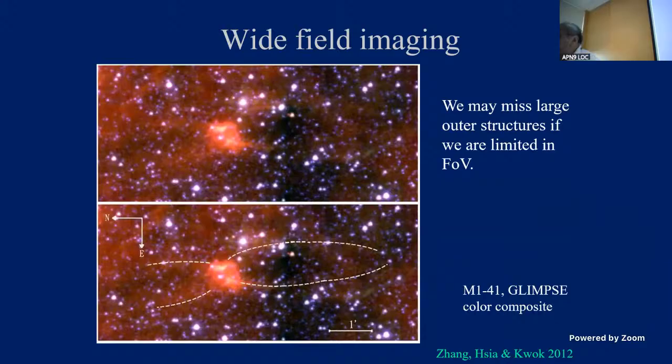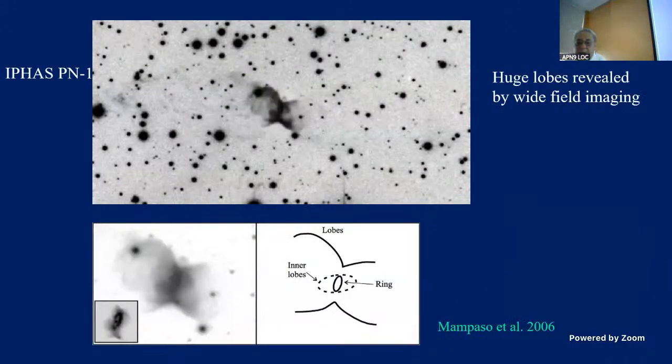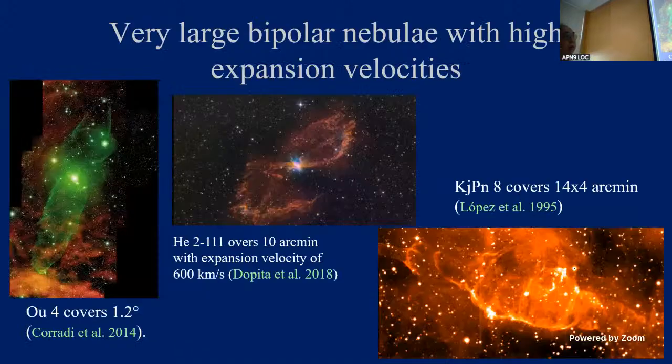Now, another thing is field of view. We are usually only interested in the brighter part of the planetary nebula, but if one has the luxury of taking a wide-field image, then you discover they may have outer structures. In this example, you have a pair of bipolar loops way outside of the main optical nebula, extended over arc-minute scale. Again, these bipolar loops can be seen when you take a larger image.